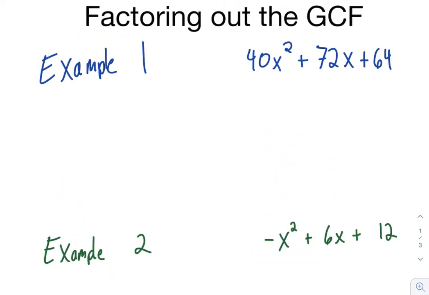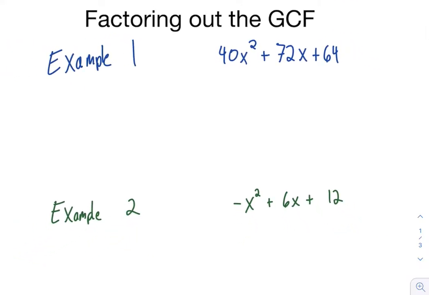40x squared plus 72x plus 64. What we need to do first is identify whether or not there is a GCF. What I ask myself to see that is, can 40, 72, and 64 be divided by a common number evenly? And they can. So I'm going to find that greatest number. Again, if you want to know how to find that GCF, that was in the previous video. Here, I can recognize 8 as being the greatest common factor. 40, 72, and 64 can all be divided by 8 evenly.